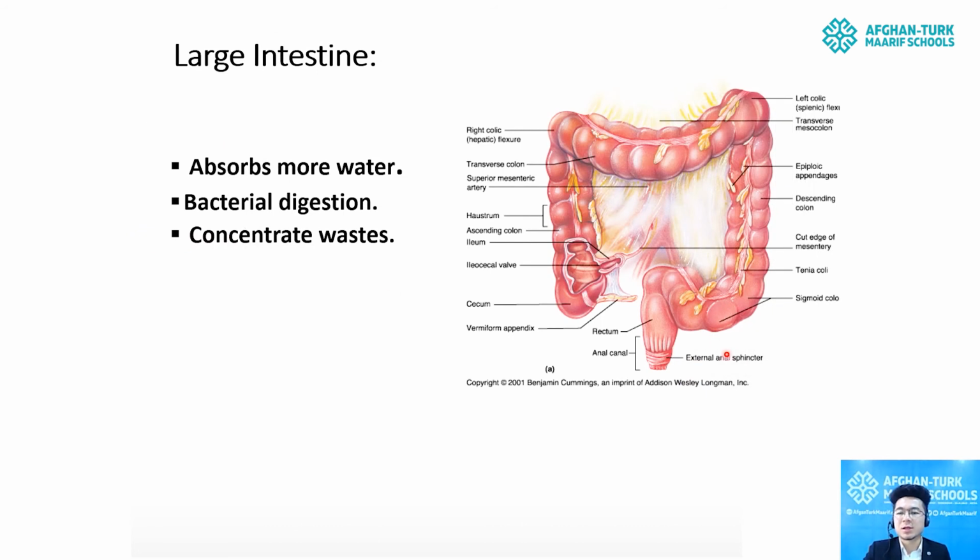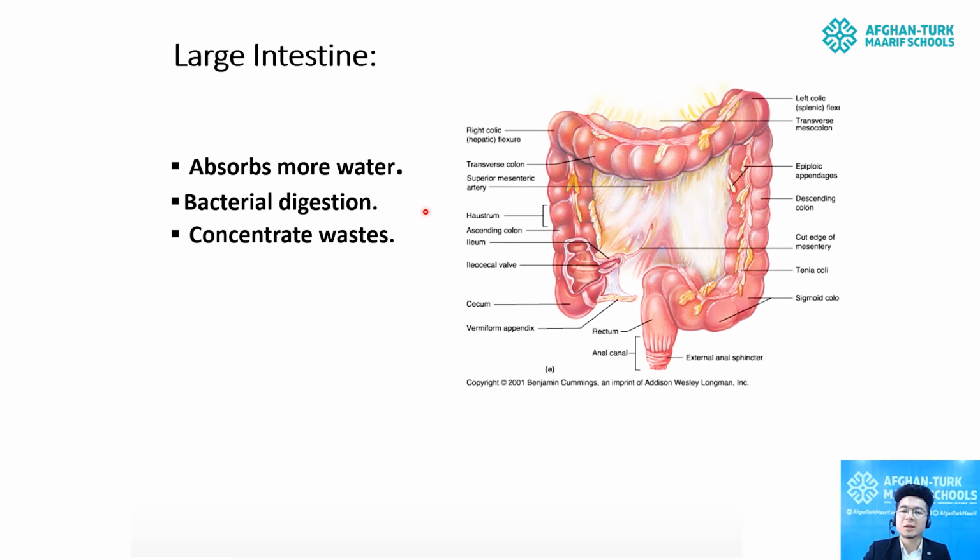As you can see, this is a large intestine. This is the ascending part. This is the transverse section or colon. This is the descending colon. This part is called the sigmoid colon. And the last part, which I have told you before, is the rectum.